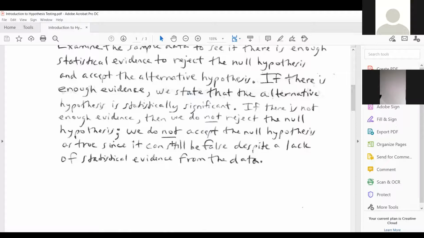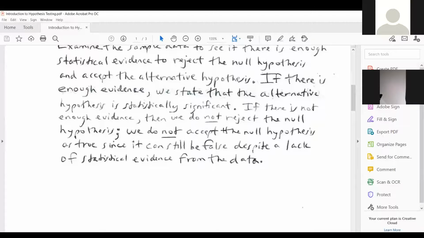Now, what does that mean? When I say we do not accept the null hypothesis, it means we don't use the word accept. In other words, if there's not enough evidence, we would say we do not reject the null hypothesis. We do not say we accept the null hypothesis is true. Now, what do we mean?